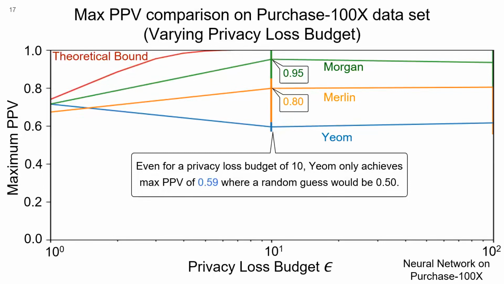In our experiments, we use Gaussian differential privacy and vary the privacy loss budget epsilon between 1 and 100 and note the maximum PPV of all the three attacks for different epsilon values. While YOM does not achieve significant PPV values, both Merlin and Morgan achieve high enough PPV to pose a privacy threat for higher epsilon values. In particular, Morgan is able to maintain close to 95% PPV for epsilon values greater than or equal to 10. Thus, training private models with epsilon values greater than 10 does not thwart the membership inference risk.